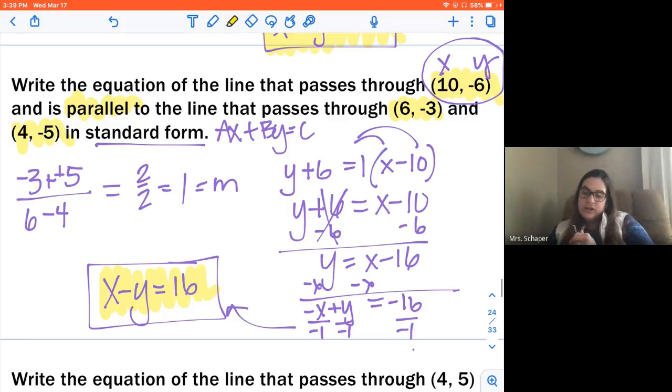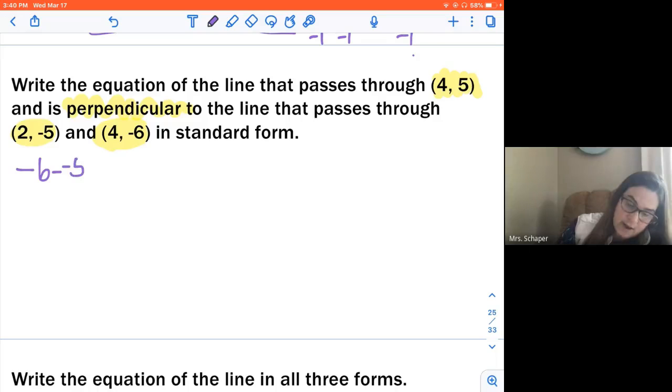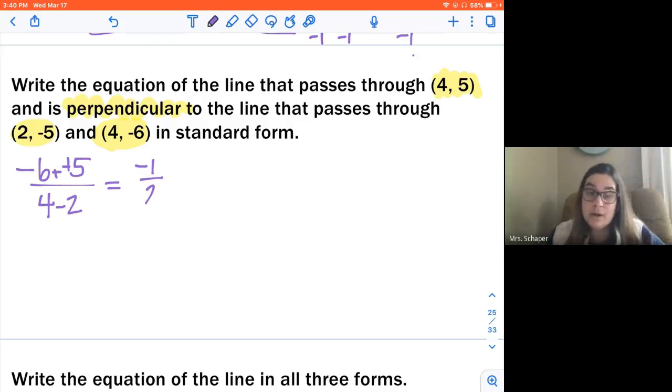Okay. Write the equation of a line that passes through (4, 5). It's perpendicular. That means the slopes are opposite and flipped, and it passes through (2, -5) and (4, -6). All right. So first thing I'm going to do is find my slope. -6 minus -5 over 4 minus 2 is going to be -1 over 2. So the slope is -1/2.